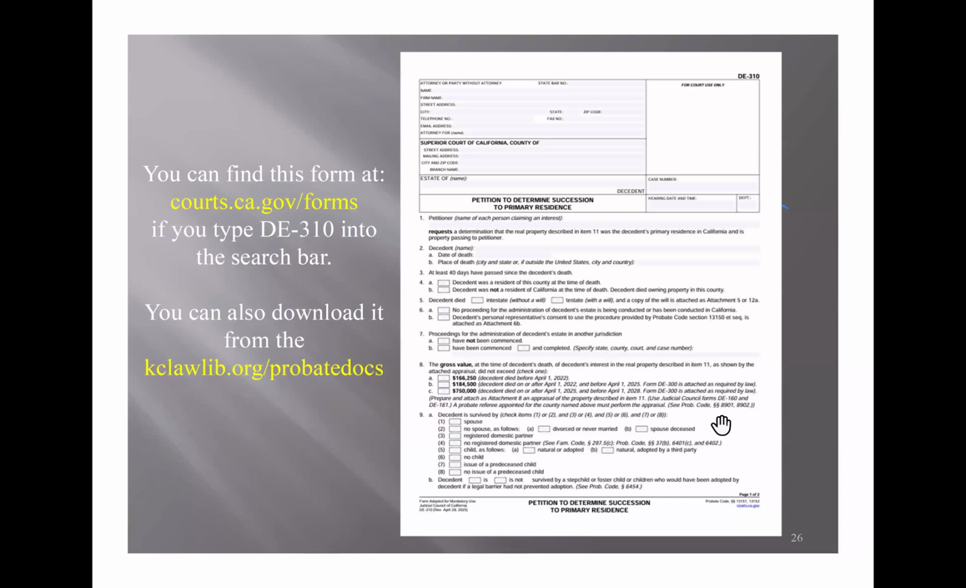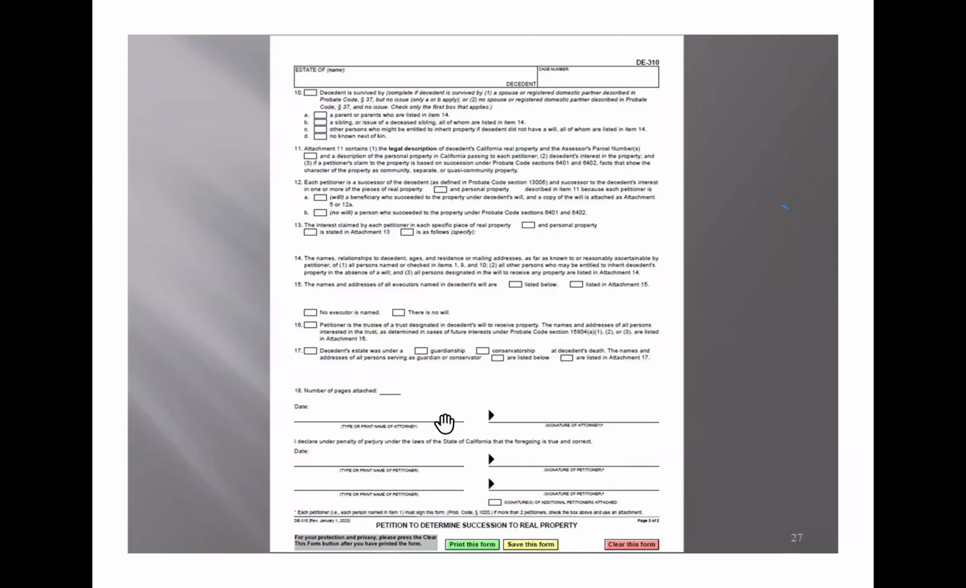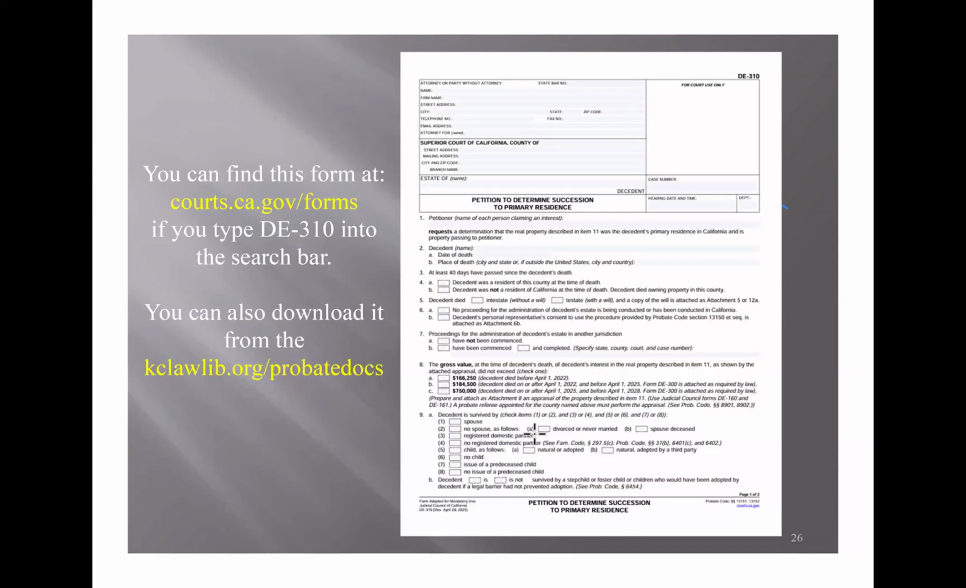And then number 8 is going over the property value limits. So you see they're much lower if the decedent died before April 1, 2025, and now they're much higher. So you will attach the inventory and appraisal, and then the next one, number 9, is you are going to fill in kind of family tree information, all right?